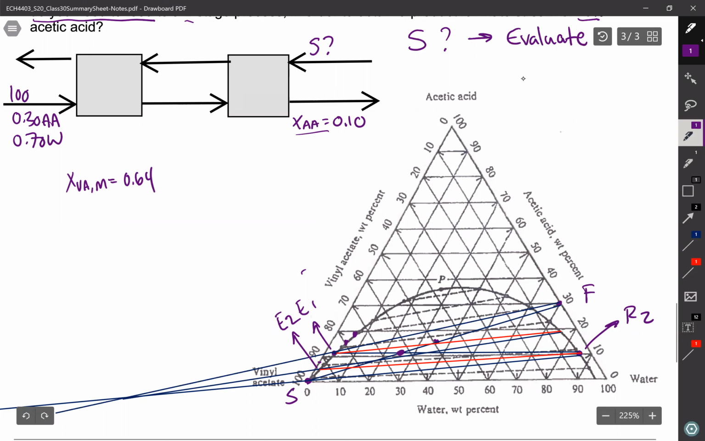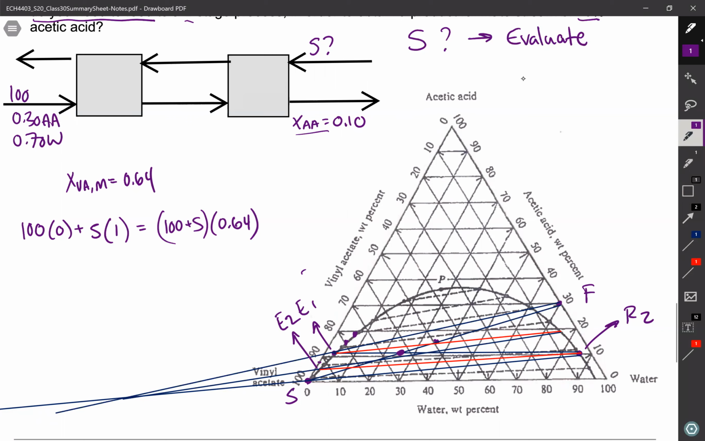All right, so let's figure out what solvent flow rate that corresponds to. I'm going to do the overall balance and say 100 times 0 plus S times 1, because the solvent is 100% vinyl acetate, is equal to 100 plus S times 0.64. This is one equation, one unknown that I can solve for S. Gives me about S is equal to 278 kilograms per hour.